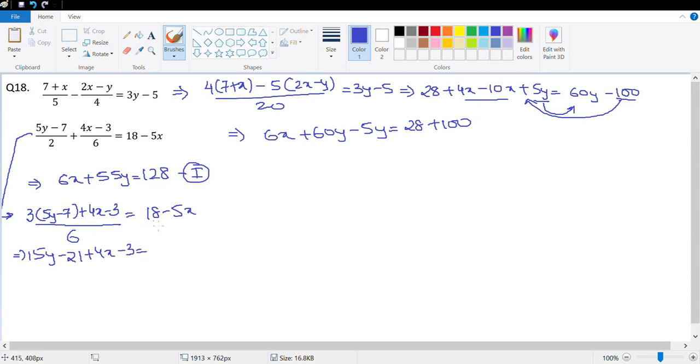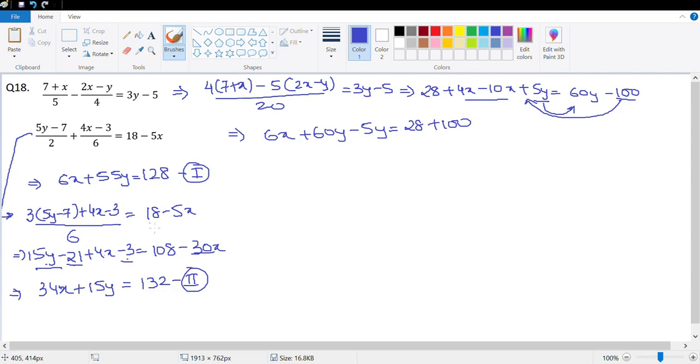6 into 18, that's 60 and 48, 108, minus 6 into 5, that's 30x. Well, let's bring 30x on this side. So 30x plus 4x, that's 34x plus 15y, and negative 21 minus 3, that's negative 24. When it goes on the other side it becomes plus 24. So 108 plus 24, that's 132. So the second equation is 34x plus 15y is equal to 132. Let's reconfirm. 30 comes here, that becomes 34. 15y stays here. Negative 21 and negative 3, that's negative 24. And 108 plus 24 is 132.